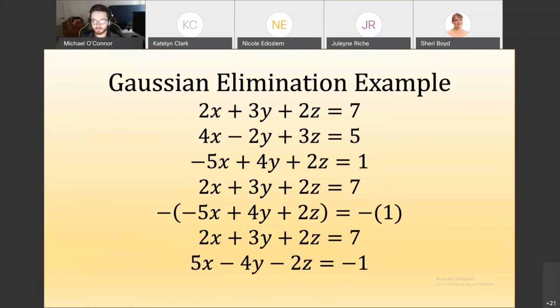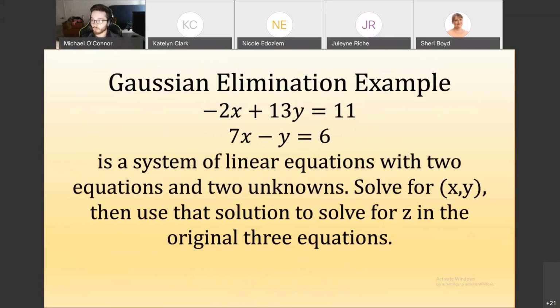So 2x plus 5x equals 7x. And then 3y minus 4y is equal to negative y. And then plus 2z minus 2z is equal to 0z. That got us where we wanted to, so we canceled out that z variable. And then 7 minus 1 is equal to 6. So the equation I got from that 1-2 combination using elimination on z is negative 2x plus 13y equals 11. And in doing elimination on z with the first and third equation, I got 7x minus y equals 6.